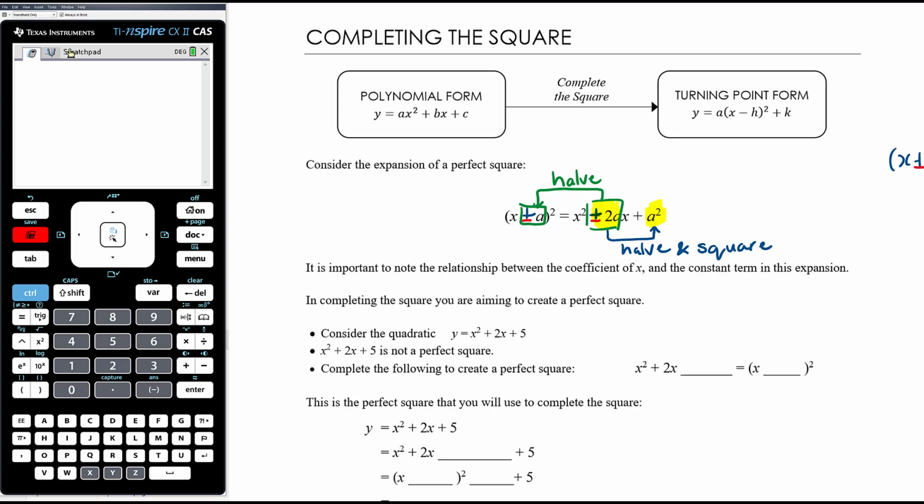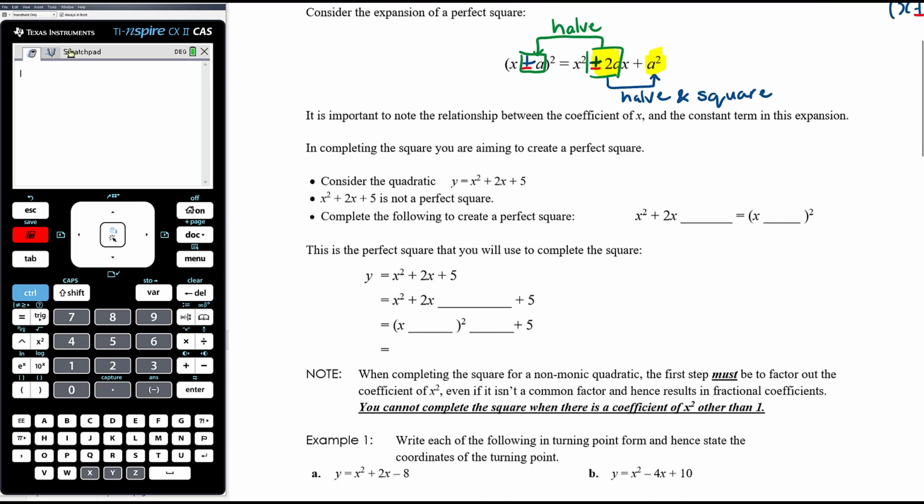Okay, so those relationships are important because they're what we're going to need in order to generate our perfect square if we don't have a perfect square. So when we're completing the square, we are aiming to create a perfect square even if we don't have one. So x squared plus 2x plus 5 is not a perfect square. And we can be sure of that because if I was to halve and square 2, I don't get 5.